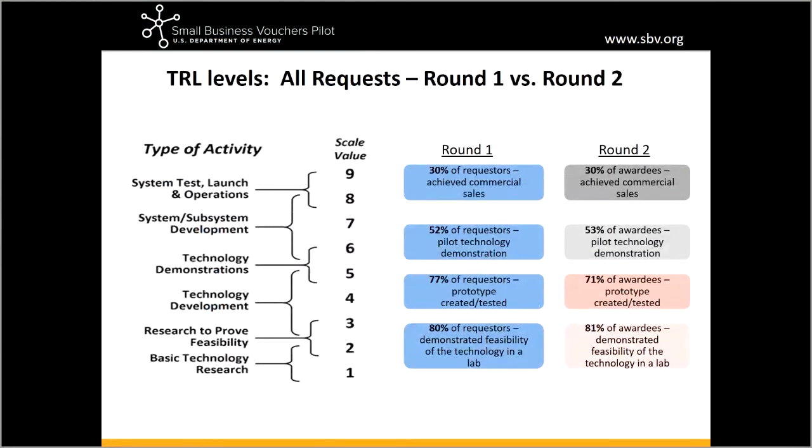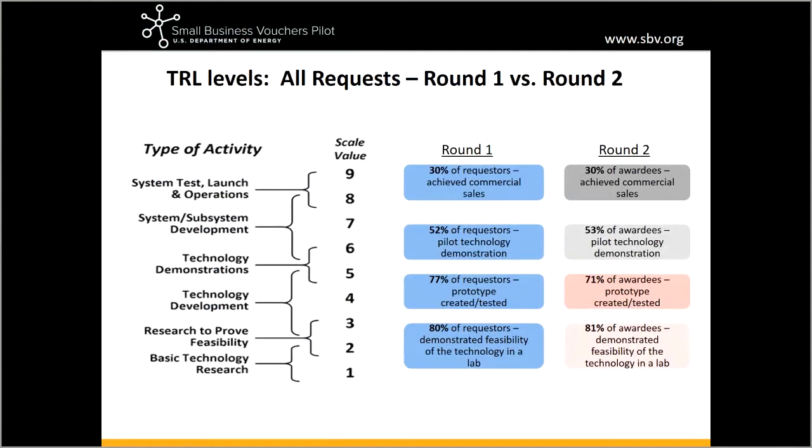Also interesting to look at where the companies that applied are in terms of their product development. If you look at the top of the activity, this is basically the TRL chart. If you are at a 1, then you're at basic technology research, and then all the way to 9, where you have system test, launch, and operations.